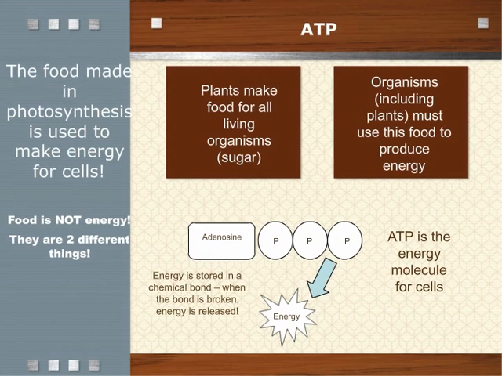In the space on your graphic organizer, just beneath that burst of energy, you need to write in ATP is the energy molecule for cells. Somewhere else on your graphic organizer, there is a bit of space to the left of the energy burst. You need to make a note that energy is stored in a chemical bond, and when the bond is broken, the energy is released.